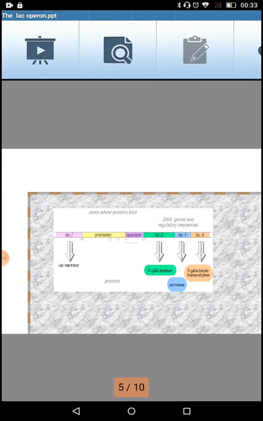Then LAC-Y. LAC-Y helps in the transcription of an enzyme called permease. What is the function of permease? Permease will allow the movement of lactose from the medium inside the bacteria. Bacteria will be present in a nutritive medium, and the bacteria will have its own cell membrane. So lactose is present; we add lactose in the medium. We cannot inject the lactose inside the bacteria.